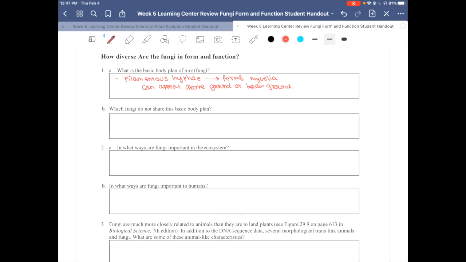So the fungi that do not share this basic body plan would be yeast, because they're unicellular.